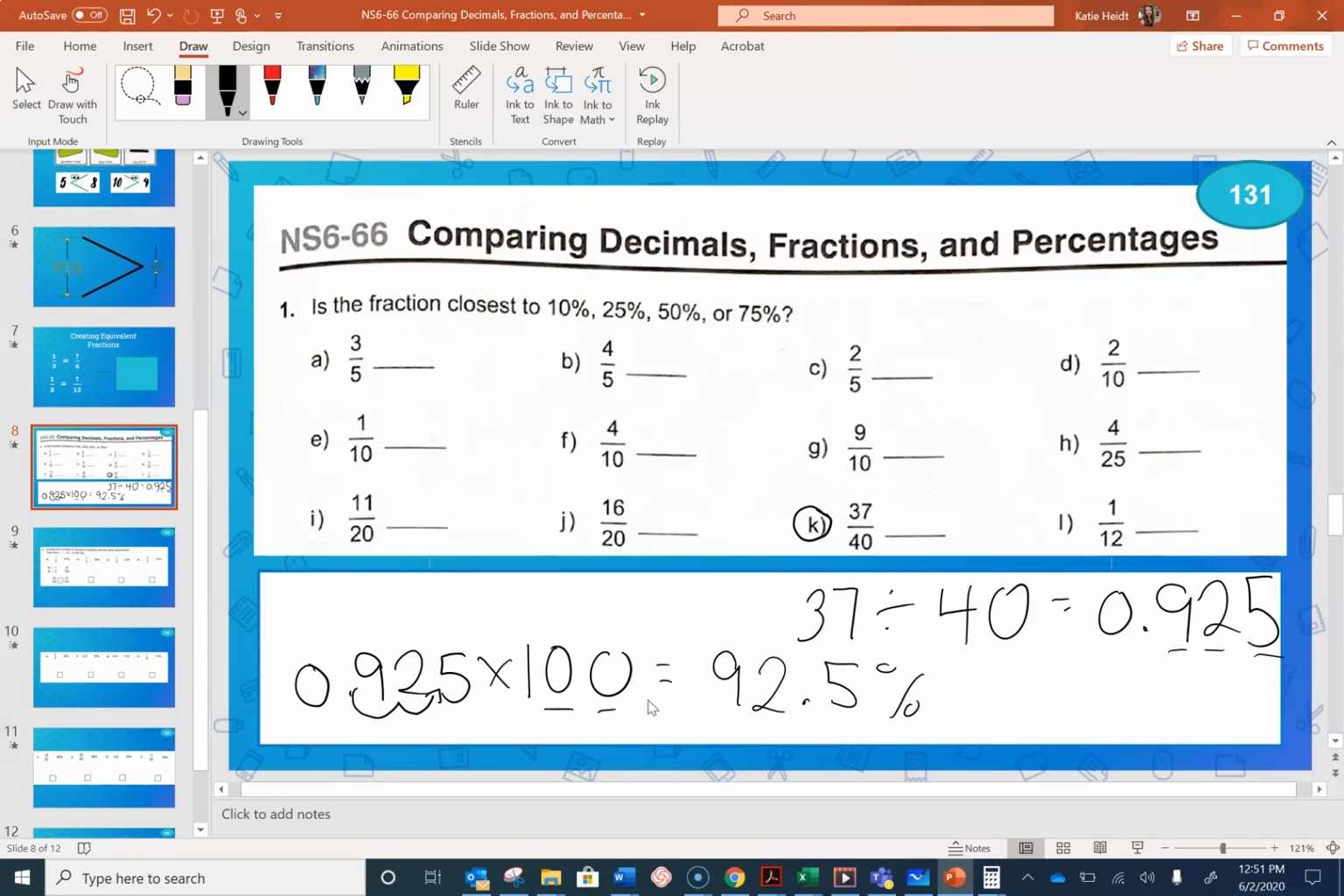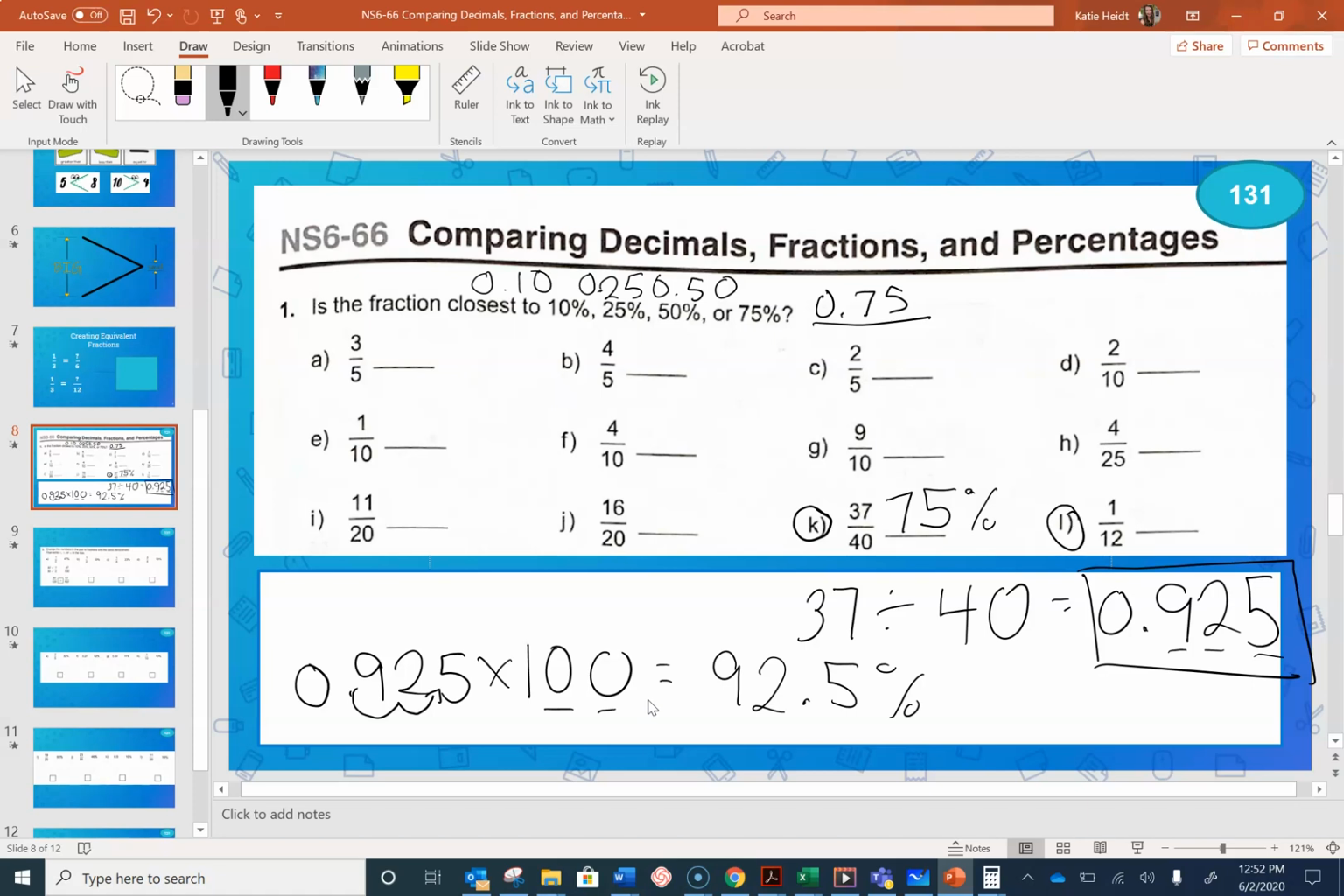If you prefer, you can simply think of the percents as decimals. We know that 75% is the same as 0.75. 50%, 0.5. 25%, 0.25, and 10%, 0.10. So 37/40 has a decimal 0.925. That is certainly closest to our highest value of 75%, or 0.75. So the answer for K is 75%.